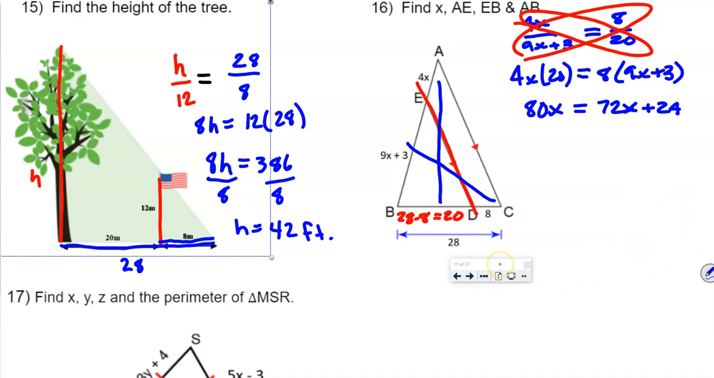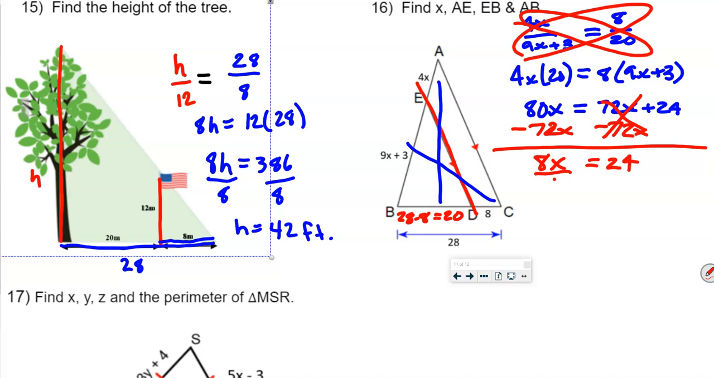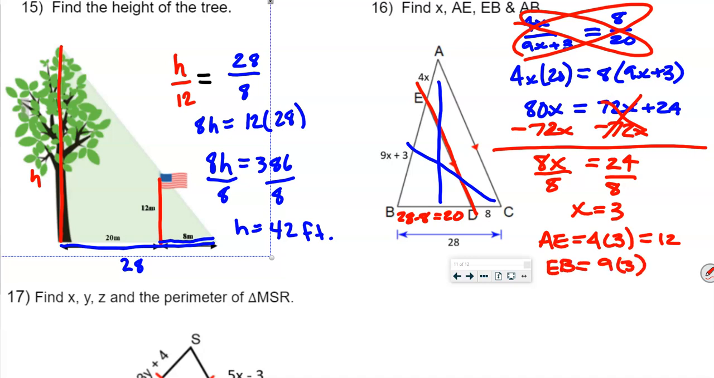So I'm going to subtract the 72x from both sides because I got to get all my x's on one side. Okay, so now that's gone from there, and this is going to be 8x equals 24. Then we're going to divide both sides by 8. So x is equal to 3. Okay, so it said find x. We did that. Now we need to find AE. So AE is going to be equal to 4 times 3. That's 12. Then we're going to find EB. So that's going to be 9 times 3. That's 27 plus 3 is 30, right?